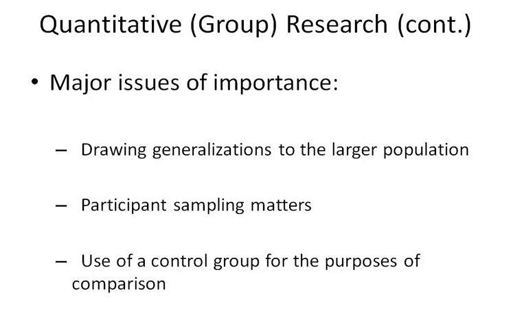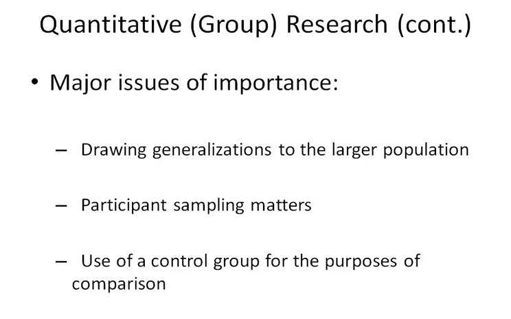Major issues of importance that large group or large quantitative research cares about are, again, drawing generalizations to the larger population. To do this, participant sampling matters, that idea of random sampling. As we get into the course, we'll talk about different ways to sample a population. Random sampling is sort of the gold standard, although there are other ways to do this.